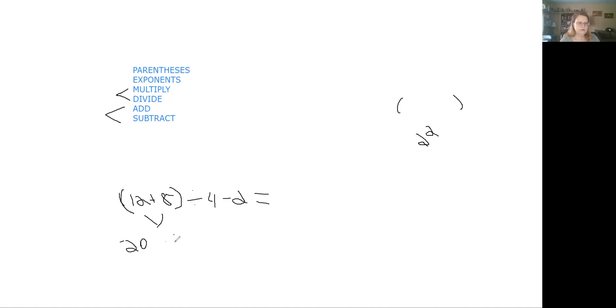Then we have our divided by 4 minus 2. We don't have any exponents again. We come down here to multiply, divide. There is no multiplication, but we have division. 20 divided by 4 is going to give us 5 minus 2. And then we get down here to our addition and subtraction. Then we can just finish solving it. And our answer is 3.